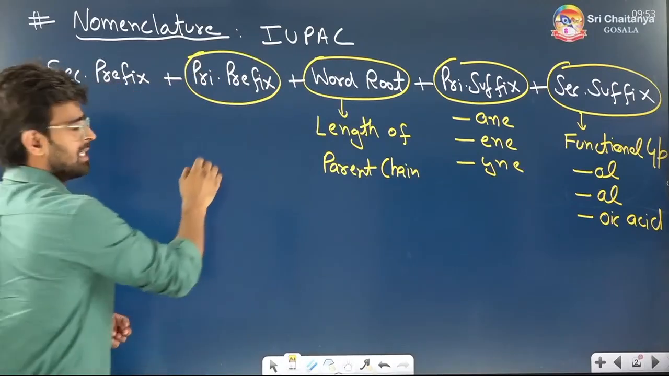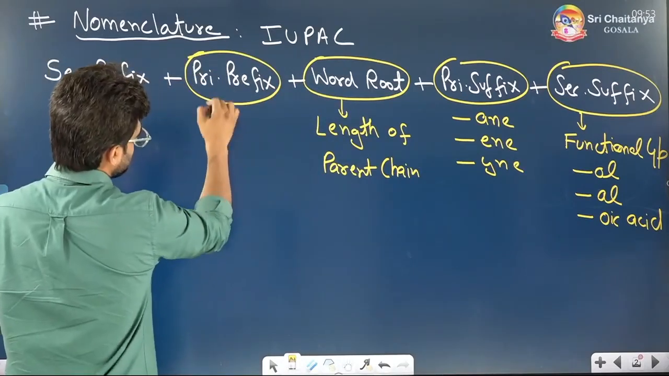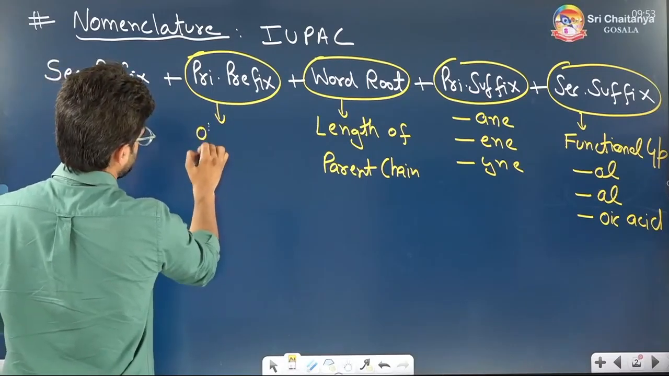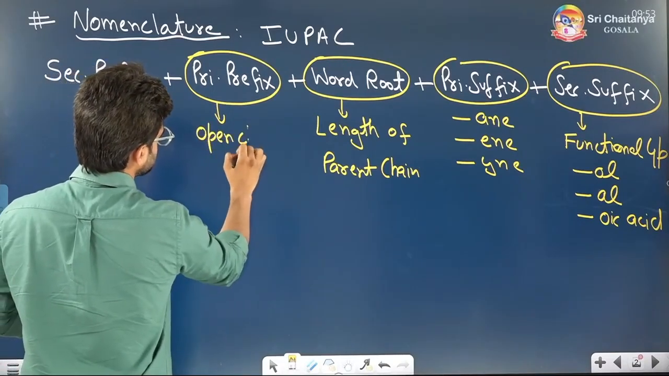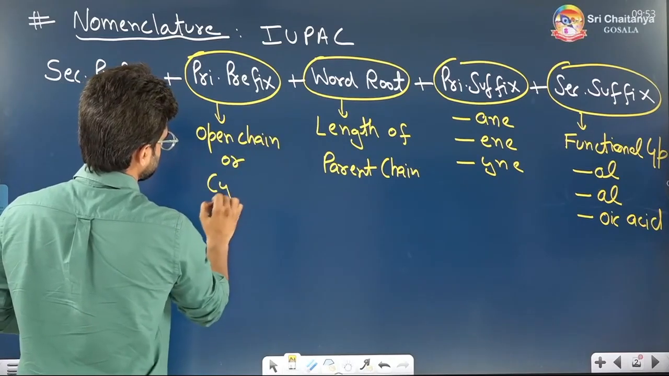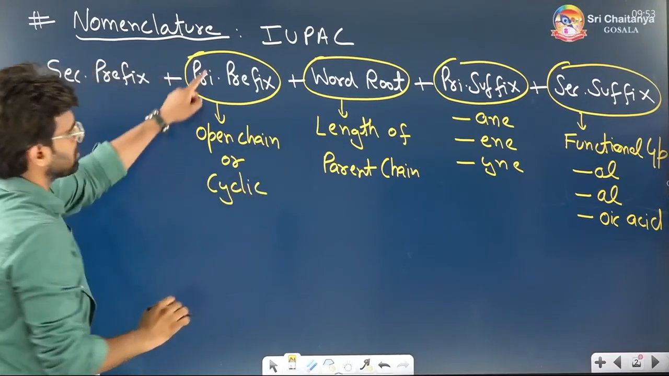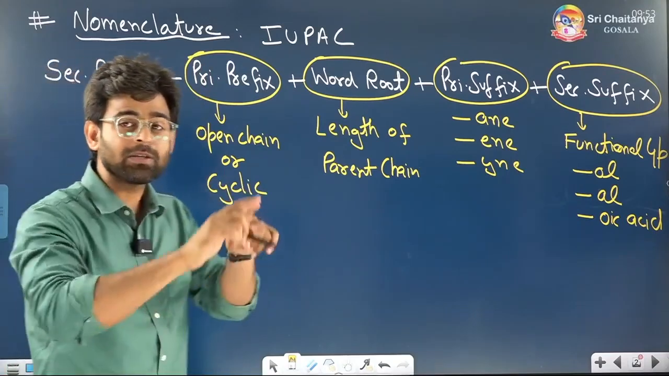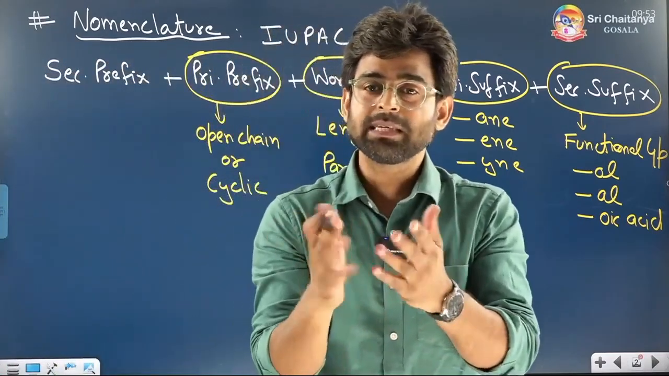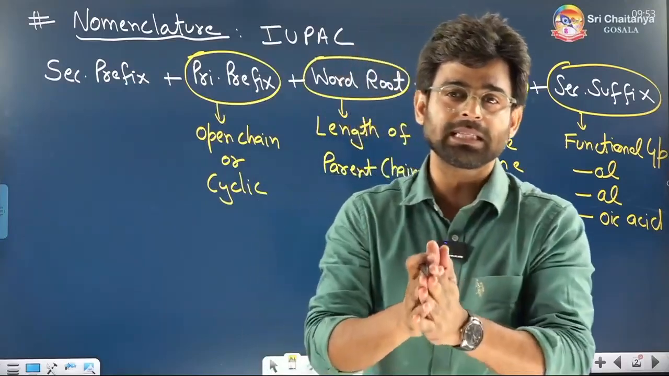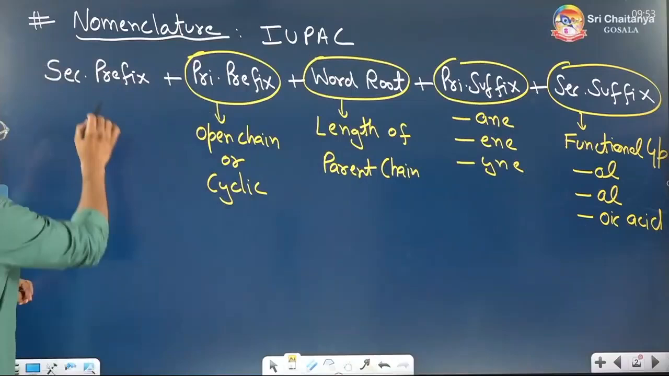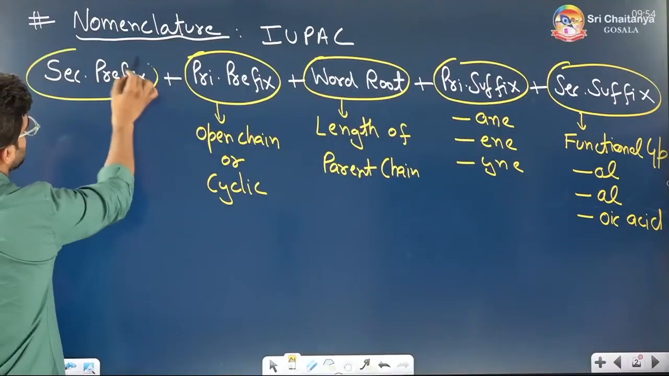Next thing, what is the purpose of the primary prefix? It will tell us whether our compound is alicyclic or acyclic, open chain or cyclic. If our compound is cyclic, I will use the word "cyclo". If our compound is acyclic, there is no cycle, then what will I use? I will not use anything. Okay, clear?